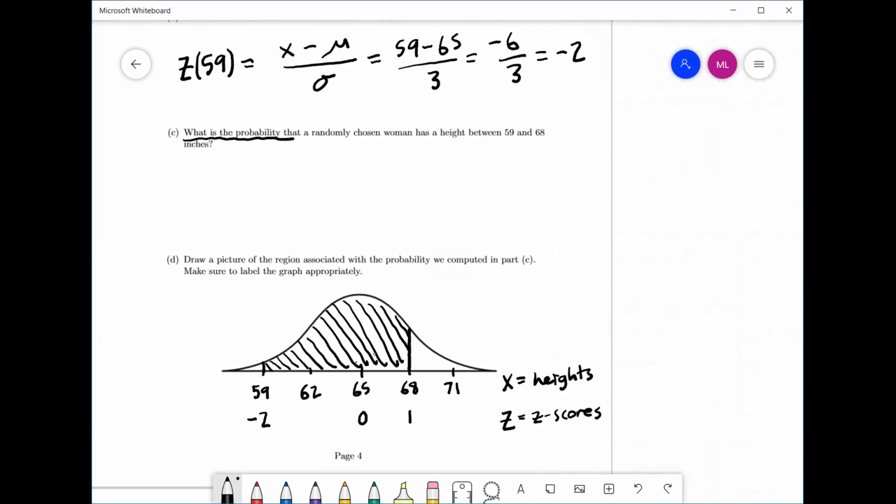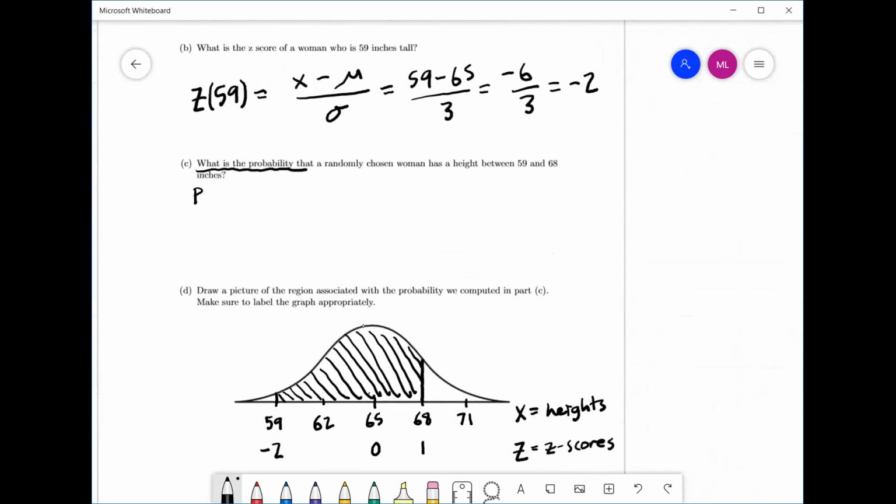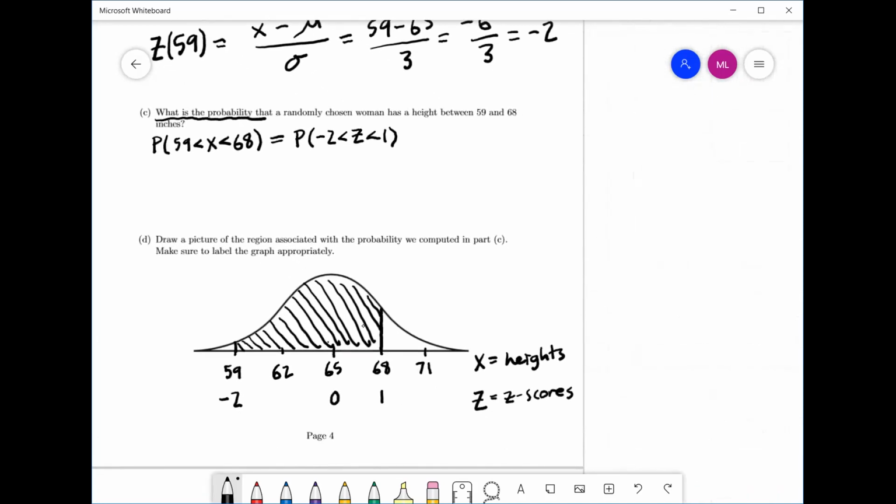Okay, so what is this probability? What is this area? If I want the probability that the x value is between 59 and 68, so 59 is less than x is less than 68, we just saw that that's the same as saying the probability that the z-score is between -2 and +1. And the way that we had to do these was basically take the area associated with the z-score of 1, which would be this whole shaded area plus this little tail, and then subtract off just the little tail, which is the area associated with the z-score of -2.